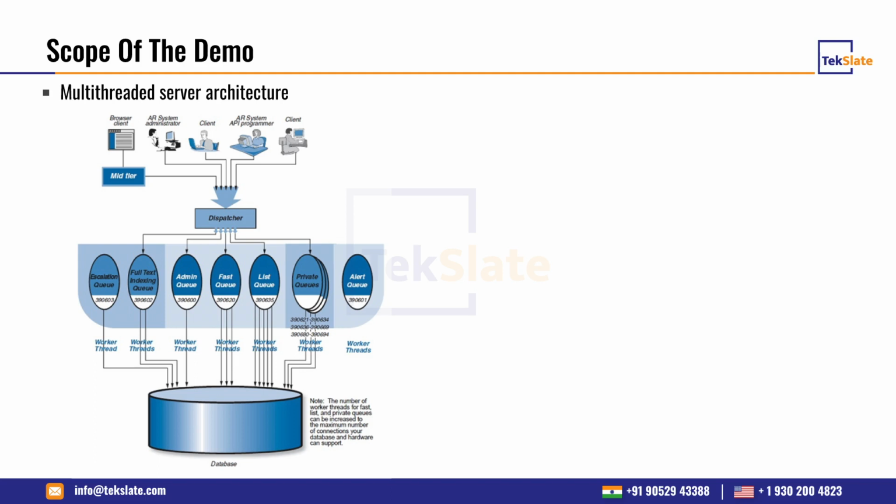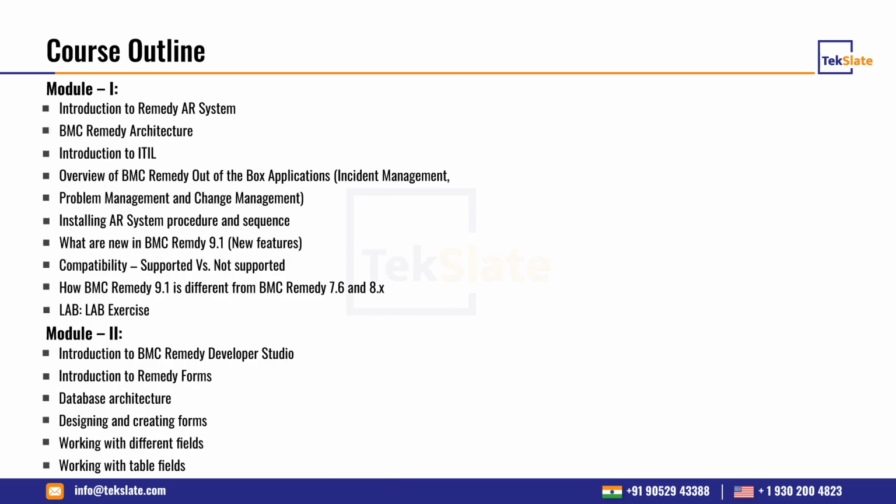So now once each transaction comes to its own queue, then as per the weightage given to the queues, those will be processed by something called a worker thread. These worker threads basically do the actual processing of the request, and if any data persistence or data fetch should happen, then it goes to the database and gives back the result. This is about the multi-threaded server architecture, and there are many more details about each individual queue, which will be covered in the actual Remedy training. Let's go to the next slide.